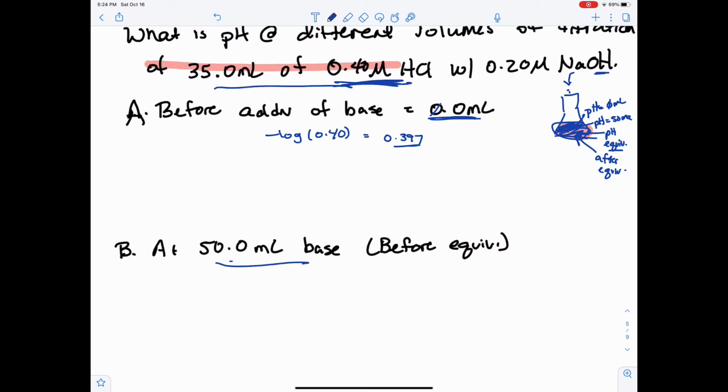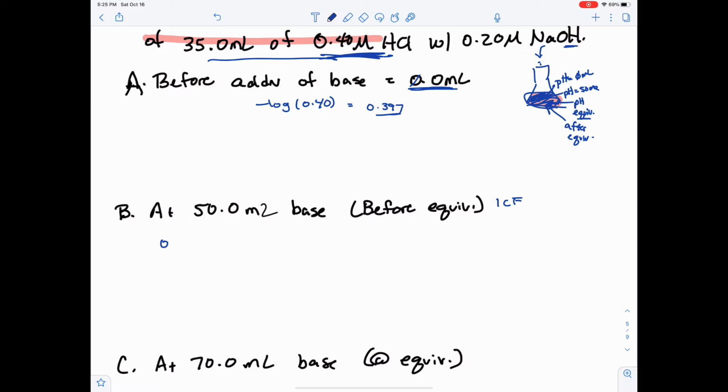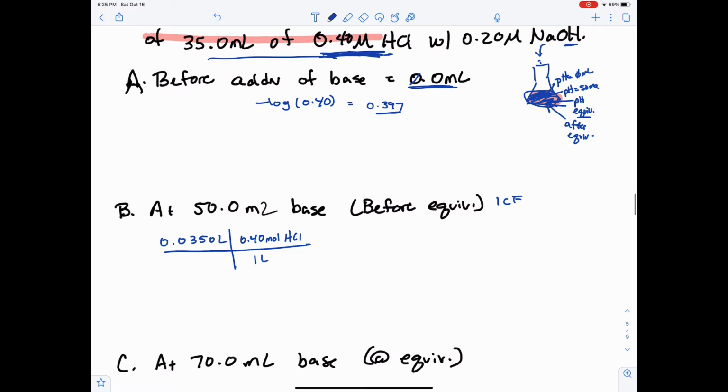All right, so let's look at the 50 milliliters of base. So this is before the equivalence point. You would have to do an ICF chart for this because we've got to figure out how much of the base and acid, how much of each of them is left. I have to convert them into moles, so 0.035. Now that's because it was in milliliters. I'm converting it in my head into liters. And then my molarity, remember it's moles per liter, so 0.40 moles in 1 liter, and that's for the HCl part.